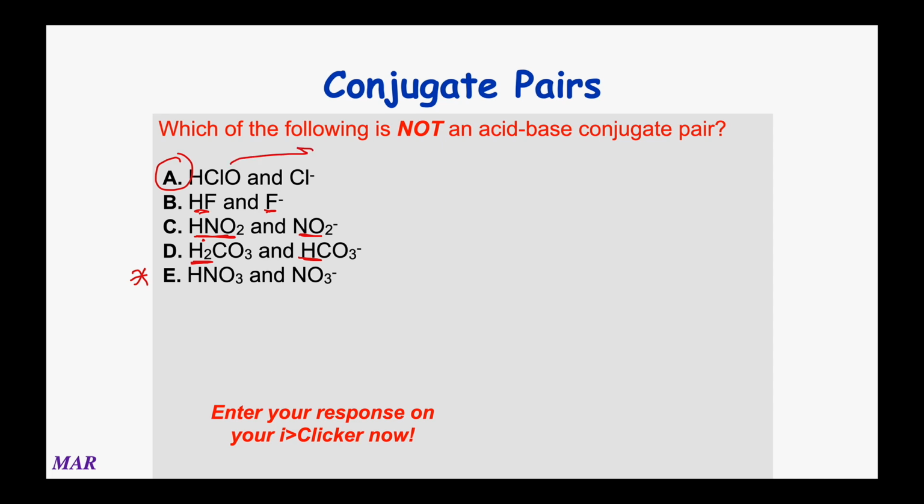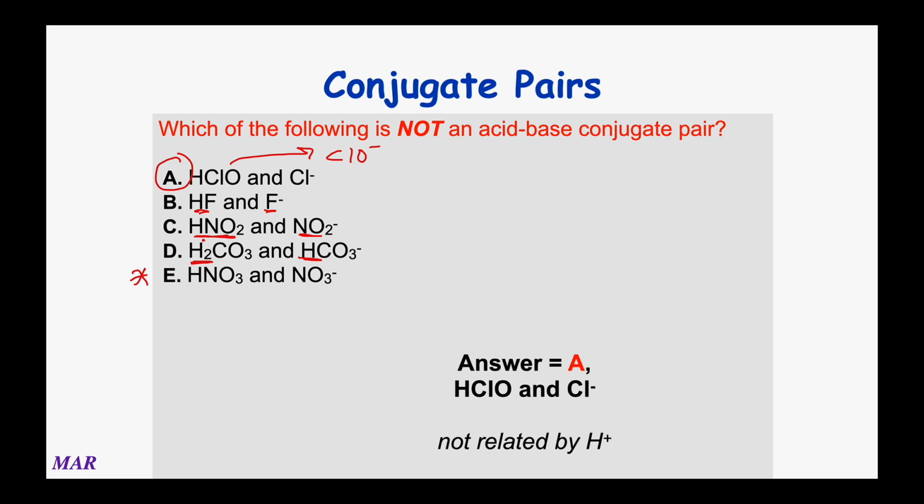If you took an H plus from HClO, you would have ClO minus, the hypochlorite ion. And the hypochlorite ion is not the same as chloride. So A is not an example of a conjugate pair. You can't just add or subtract an H plus to make one into the other. Cl minus and HCl would be a conjugate pair, and HClO and ClO minus would be a conjugate pair, but that extra oxygen is enough to make them not conjugates. It's only plus or minus an H plus ion.